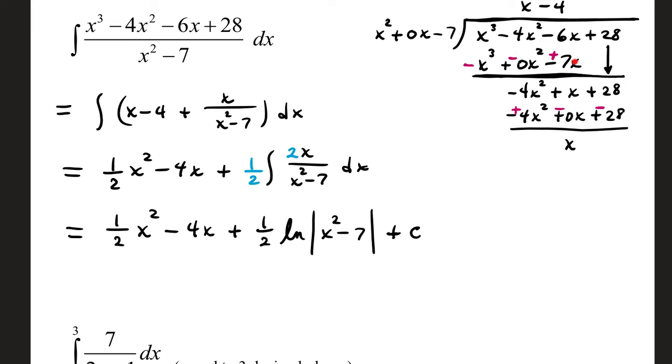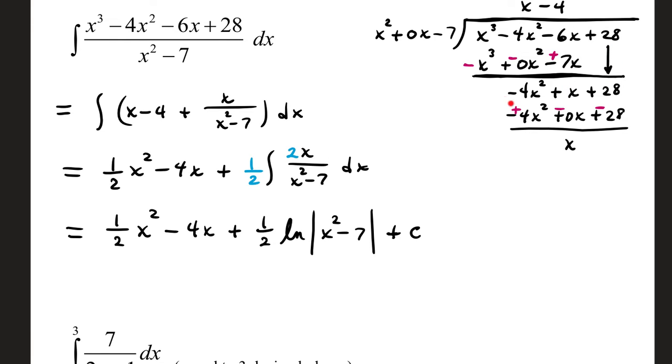Negative 7 times x. Change all your signs. Vertically combine like terms. X cubed minus x cubed is 0. If that first column goes to 0, you're doing it right. That's always a good check moment. Negative 4 minus 0, excuse me, negative 4 minus 0, that's negative 4x squared. Negative 6x plus 7x is 1x. And then bring down your next term.